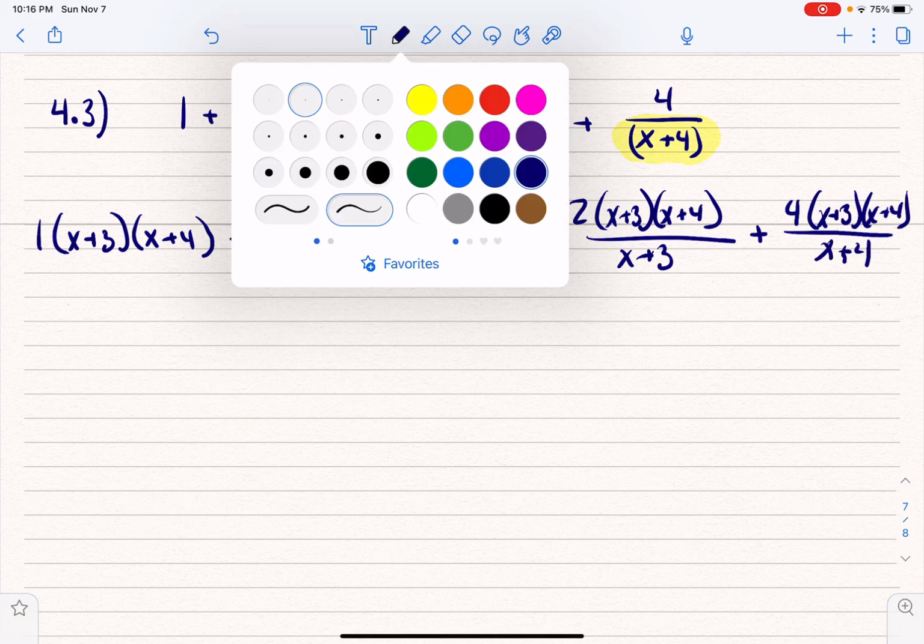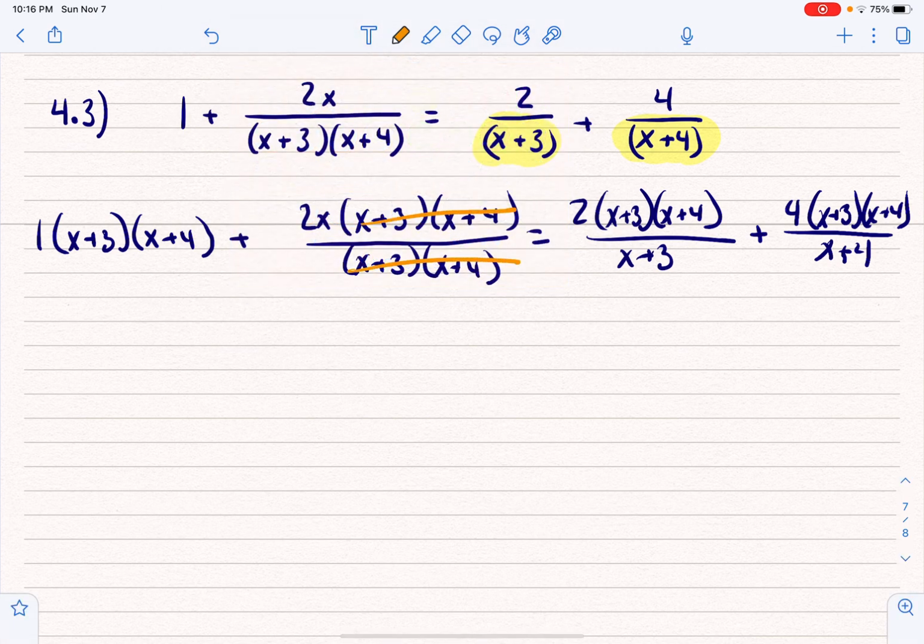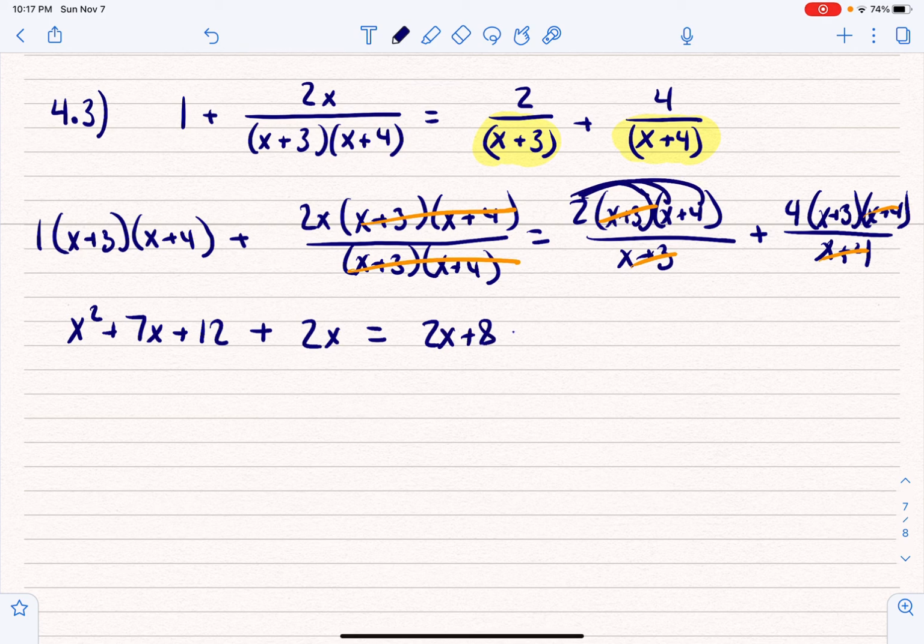All right, now let's cancel a bunch of things out. These all cancel out. Over here, the x plus 3's cancel out, and over here, the x plus 4's cancel out. So we can rewrite this. And right here, we FOIL that, and that becomes x squared plus 7x plus 12 plus 2x equals 2 times x plus 4, which would be 2x plus 8. All I did was distribute that 2 to the x and the 4. Plus 4, we distribute that, we get 4x plus 12.